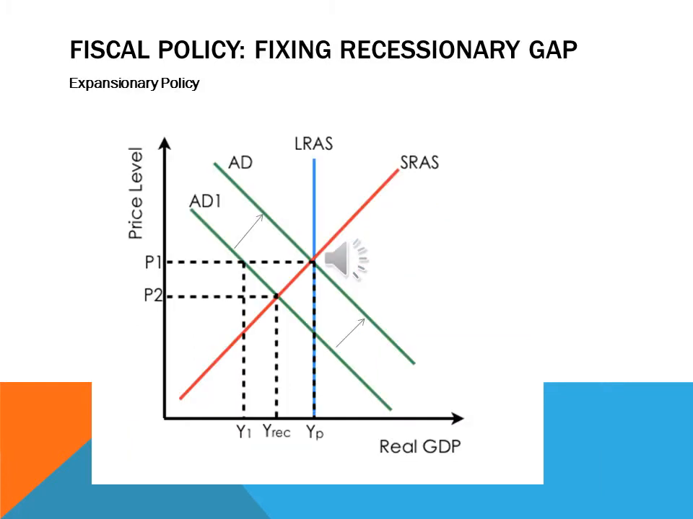Fixing a recessionary gap. You would use an expansionary policy. Government spending would go up, taxes would go down, consumption would go up, and aggregate demand would go up.